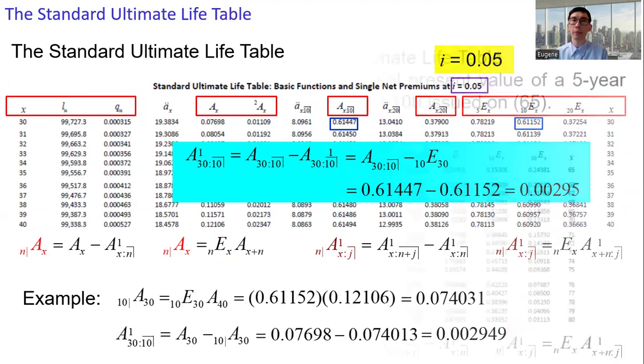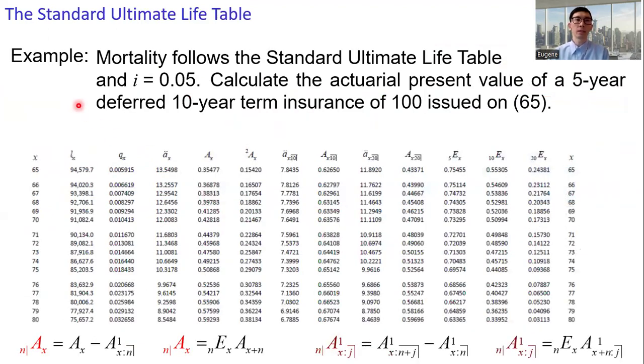All right, the next example. Suppose the mortality follows the standard ultimate life table and the interest rate is 5%. Calculate the actuarial present value of a 5-year deferred 10-year term insurance of 100 as death benefit issued on a person at age 65. The notation. All right, so we need to decompose 5|A65:10 with a 1 above the 65 here, the 5-year deferred 10-year term insurance on age 65.